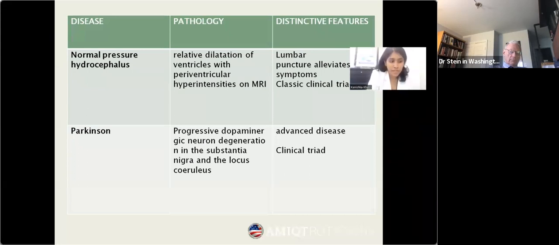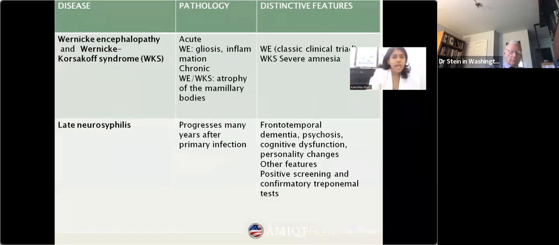Next, moving on to Parkinson's. In Parkinson's disease patients, cognitive impairment develops only in advanced disease, and the disease usually has the clinical symptoms of bradykinesia, resting tremor, and rigidity. It is characterized by progressive dopaminergic neuron degeneration in the substantia nigra and the locus ceruleus.